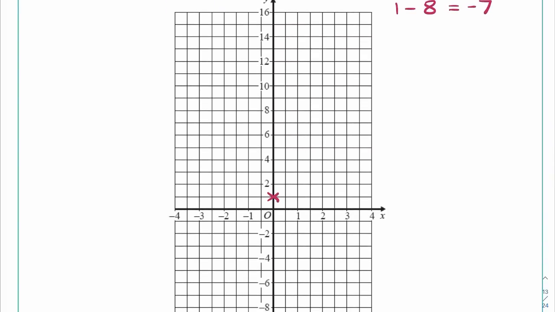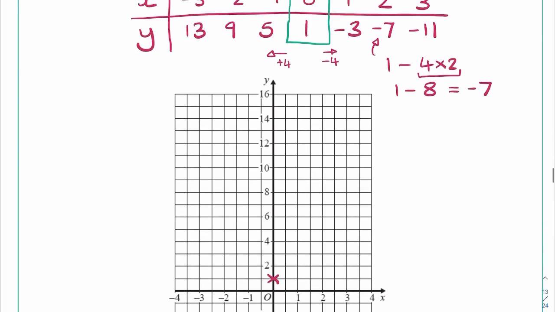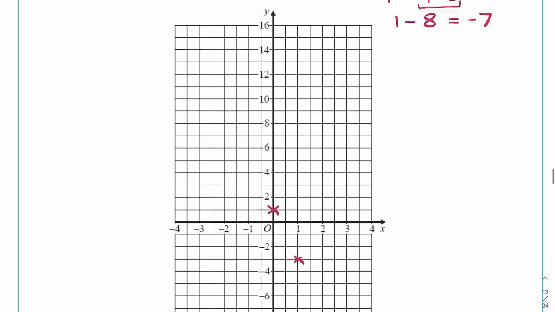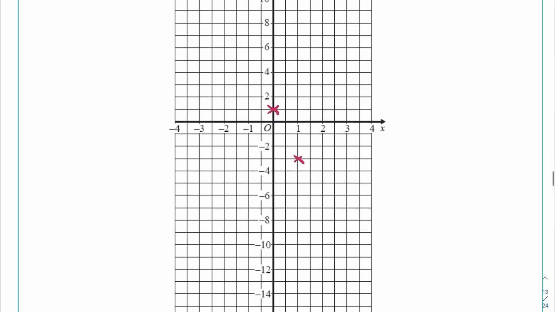So 0, 1 was there. 1, -3 is down here. And again, being very careful of the scale, because as you can see, on the x-axis, it's 2 squares across for every 1. And on the y-axis, it's only 1 square for every 1, but it's been labelled in 2s. So be very, very careful there. But as you start to draw it, you will also spot a pattern in the points.